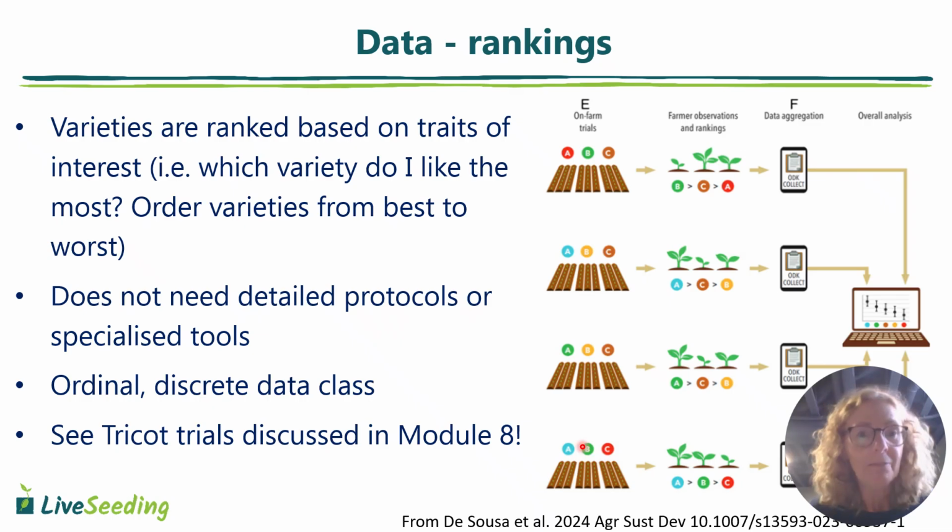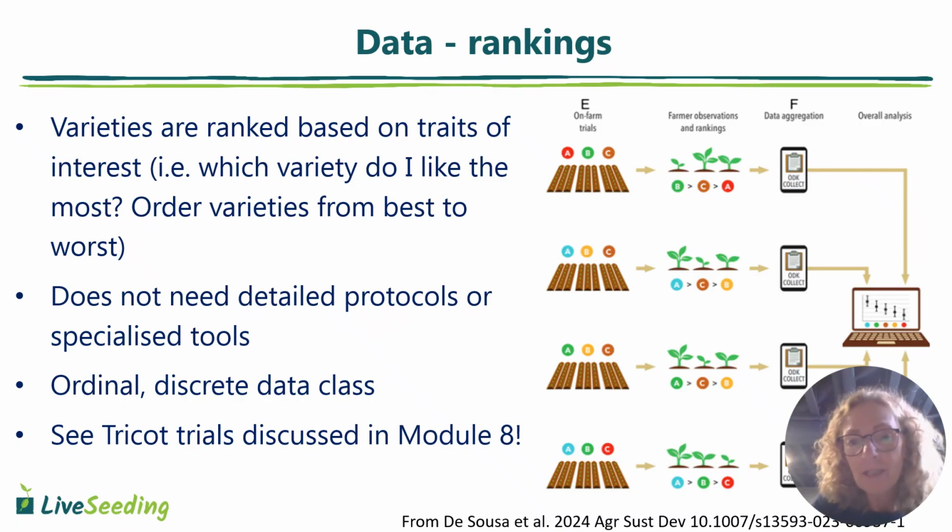Rankings, another type of data. So in this case, putting your cultivars, for instance, if it's a cultivar evaluation trial, in order from best to worst. Which variety do I like the most? And this is quite often used in, for instance, when you've got farmers doing their own collection of data on a trial, asking them to rank the varieties. It doesn't always need detailed protocols or specialized tools. Again, ordinal, discrete data class.